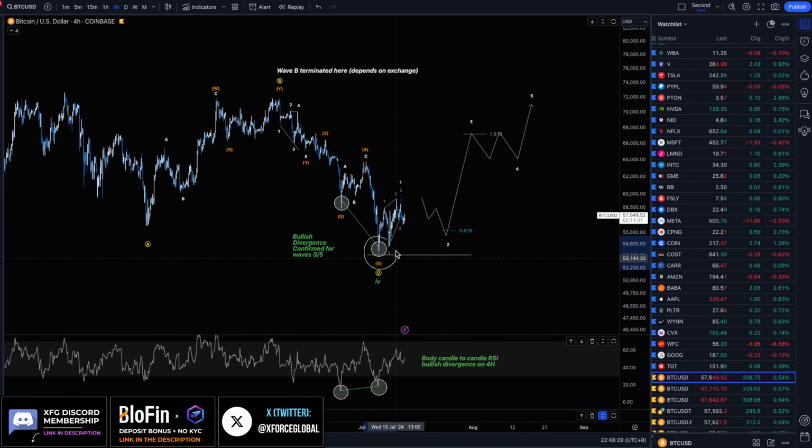In the case that we did create a protected low, if this is the bottom, then we're going to be looking for the upside.